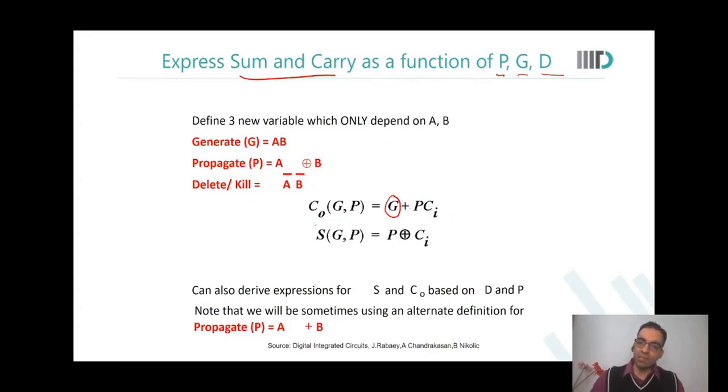And S is an XOR of propagate and CI. In fact, just to make our logic a little simpler and use fewer devices, many times you will use propagate as A or B. Because in the A or B situation also, whenever Cn is 1, you will propagate that.